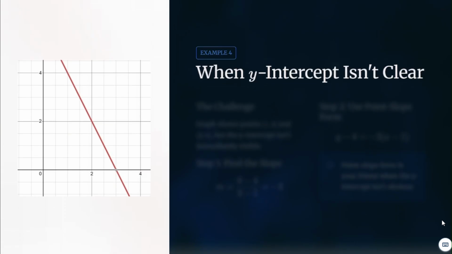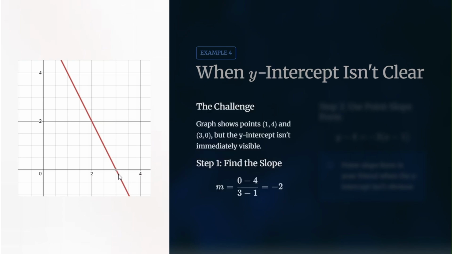Now, when the y-intercept isn't clear, let's say I have the graph here, I have this line, and I'm trying to find the equation. Well, I don't have the y-intercept, but I could find 2 points on the line. For instance, we have the point (1, 4) right here, and we have the point (3, 0) over here. So from there, we could find the slope.